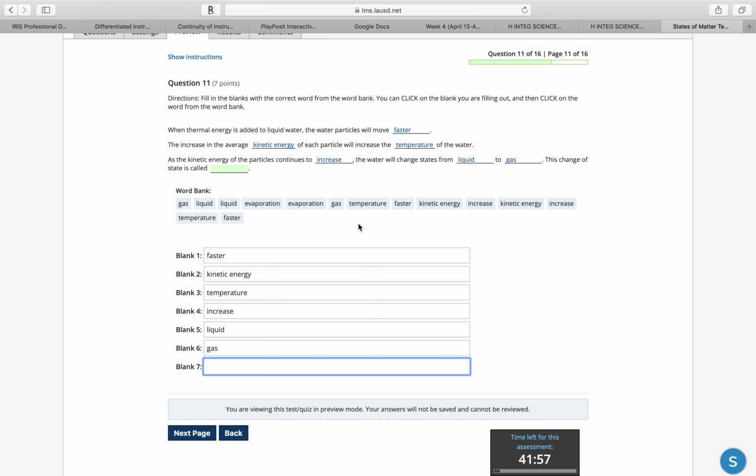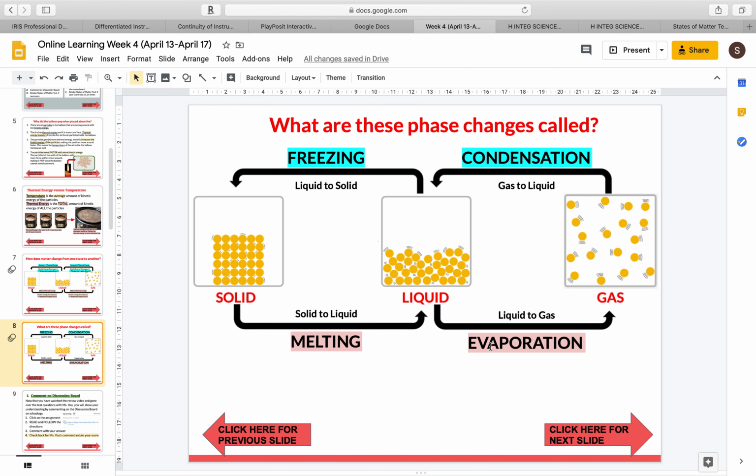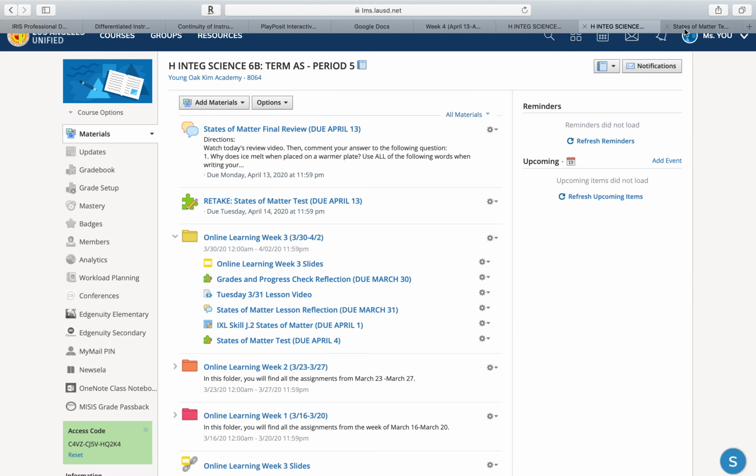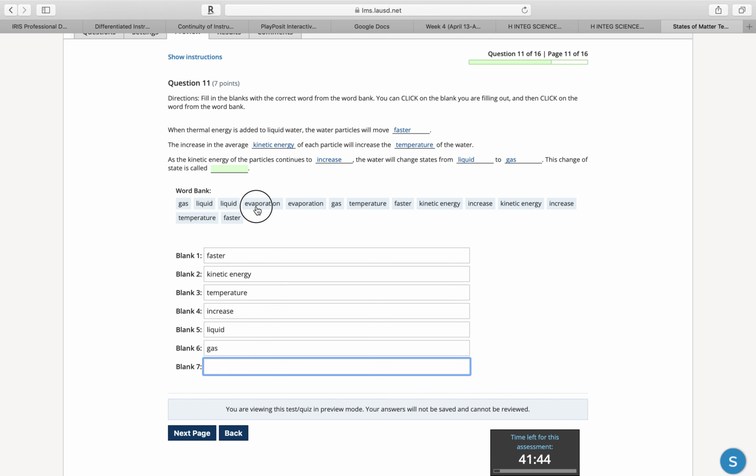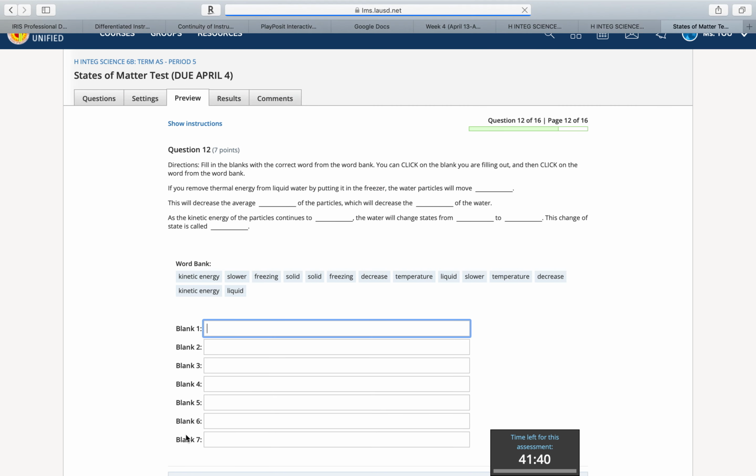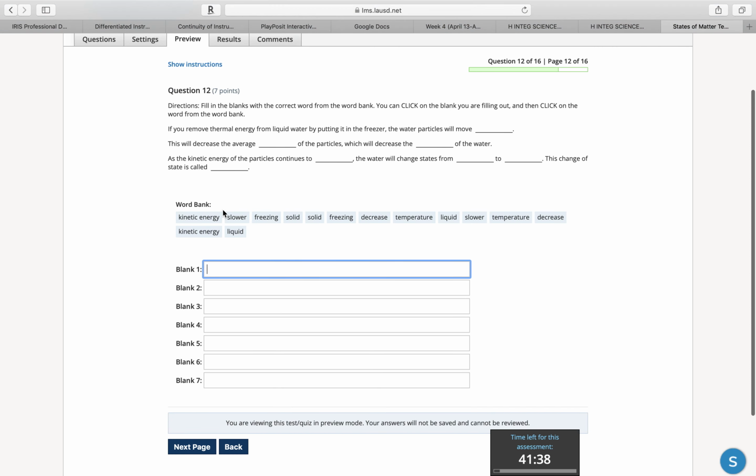And what do we call this change of state? Well, when you go from liquid to gas, you learn from the PowerPoint, liquid to gas is called evaporation. So you should know that it's evaporation. All right. Now, question 12 is the same type of question, but it's going backwards. Now it's telling you if you remove thermal energy, what will happen?